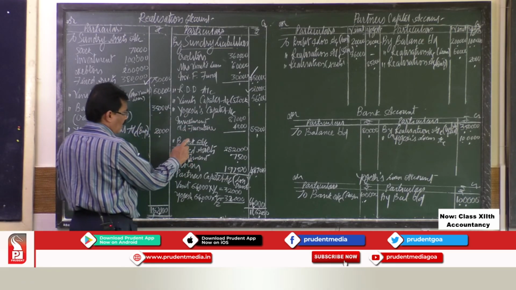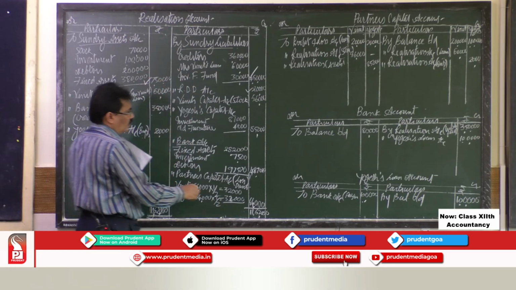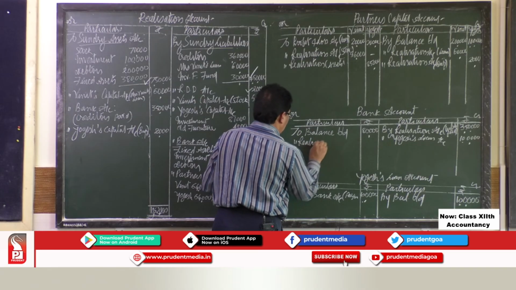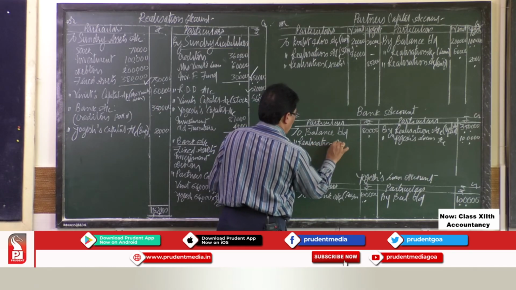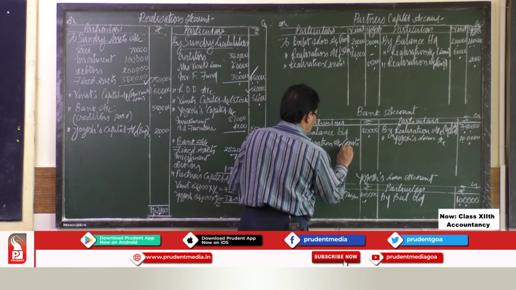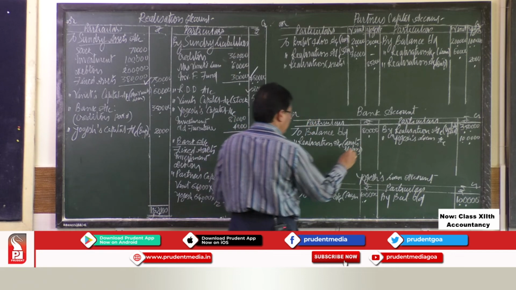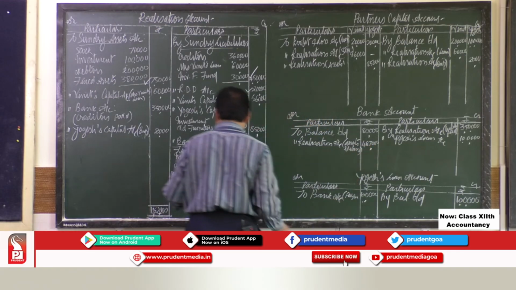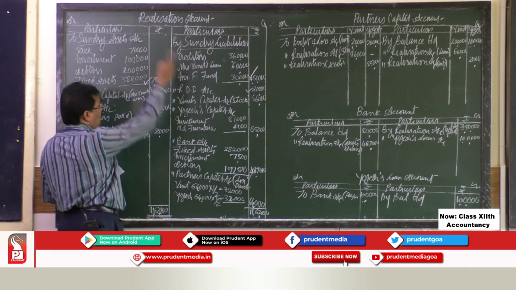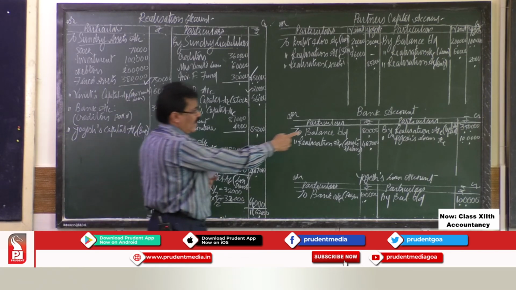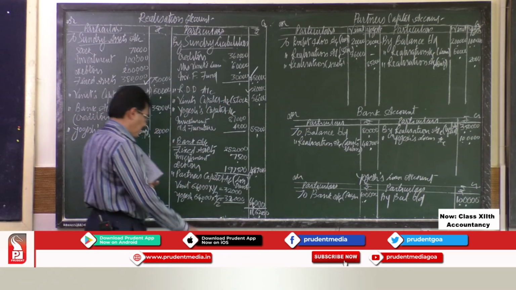So this entry, bank account debit to realization account. So in bank account to realization account, this is for assets realized. Assets realized is 4,87,000. So the entry is bank account debit to realization account. So in realization account it is on credit side, means in bank account it comes on debit side.